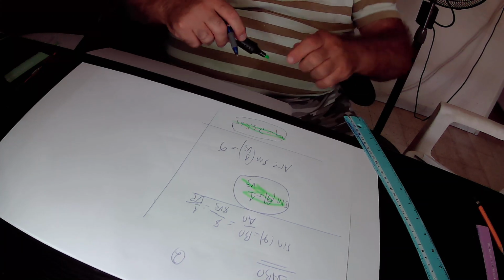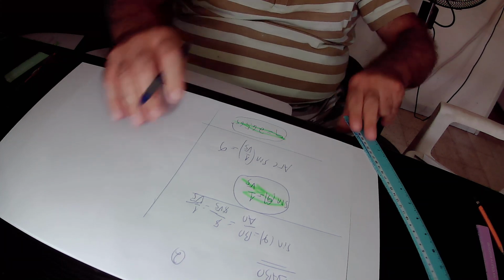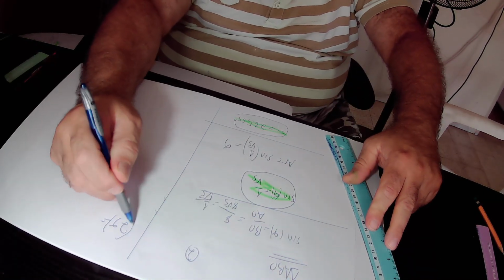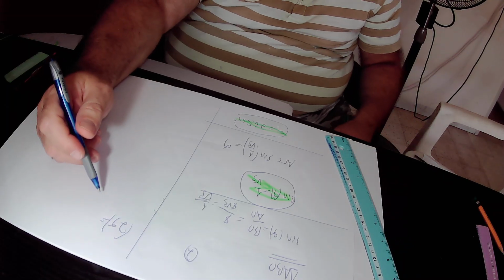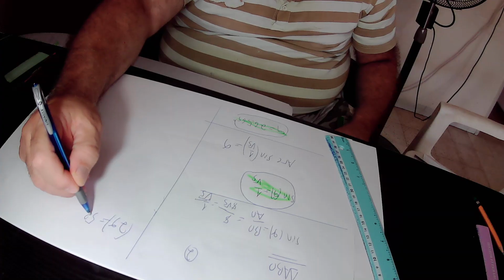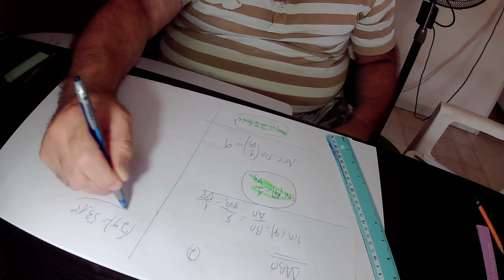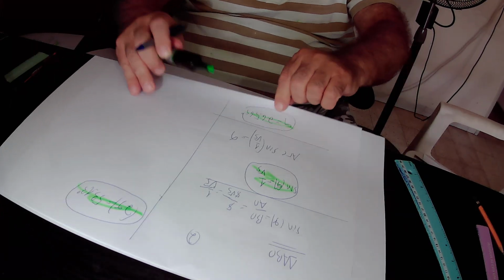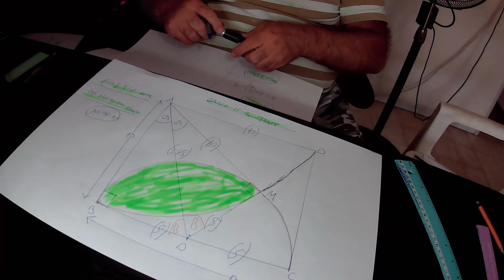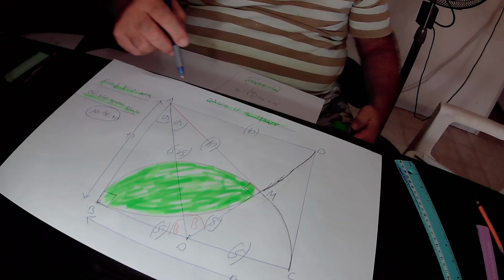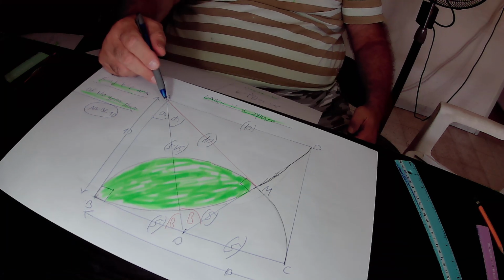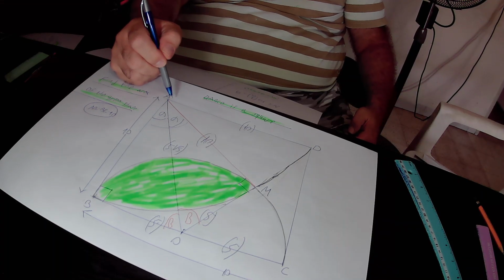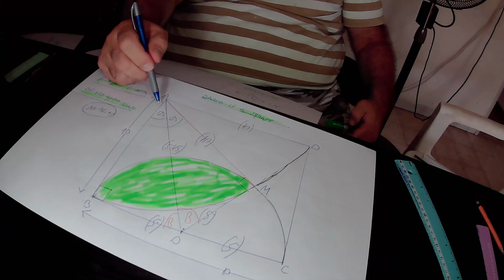and therefore 2 alpha will be equal to 2 times 26.565. That is actually 53.13 degrees. So the big angle BAM is alpha plus alpha, that is 2 alpha. Now we found out that the big angle BAM, this 2 alpha, is equal to 53.13 degrees.